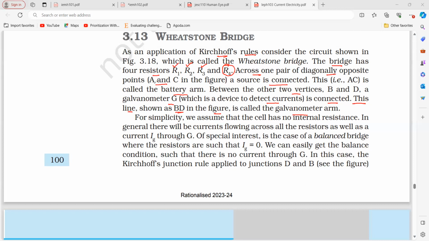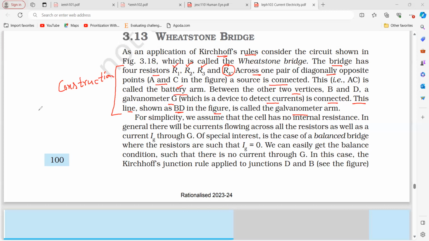And again we are having two points A and C diagonally opposite. In between them हम लोगों ने एक बैटरी को ज्वाइन किया हुआ है, तो इसीलिए इसका नाम हो गया बैटरी आर्म. बी और डी पॉइंट्स को जो डायगोनली अपोजिट है उनको कनेक्ट किया गया है विद द गैल्वेनोमीटर. गैल्वेनोमीटर एक डिवाइस है जो डिटेक्ट करता है करंट, तो इसीलिए उसको हमने बोल दिया गैल्वेनोमीटर आर्म. So this, you can say, is the construction for Wheatstone bridge.